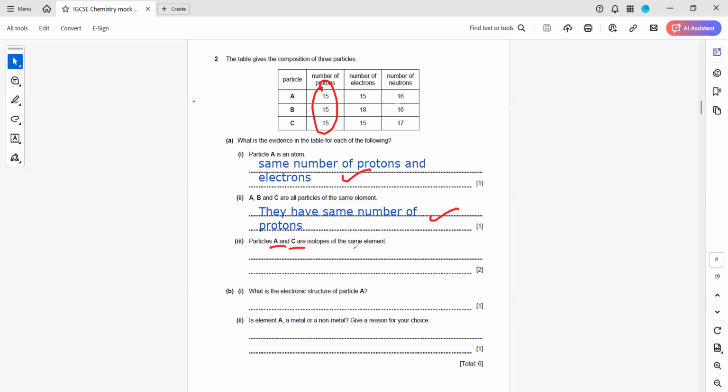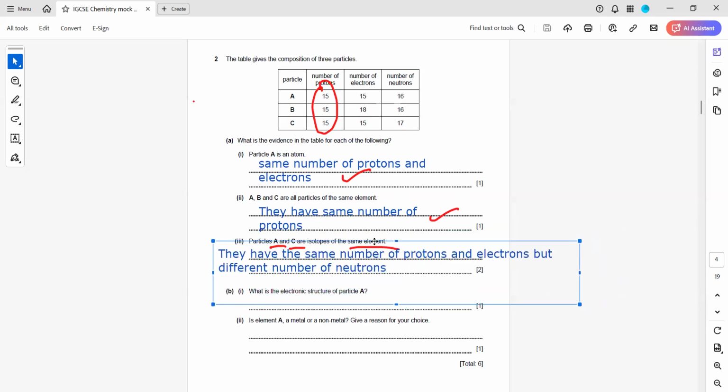Particle A and C are isotopes of the same element. How are they isotopes of the same element? Because they have the same number of protons and electrons, but a different number of neutrons. Use the term nucleus: you will say the same number of protons and a different number of neutrons in the nucleus.